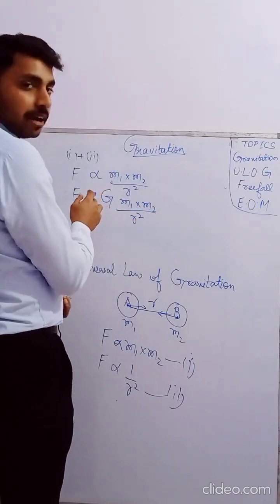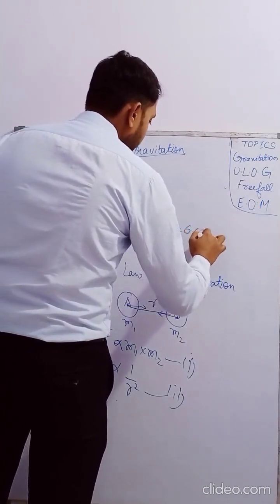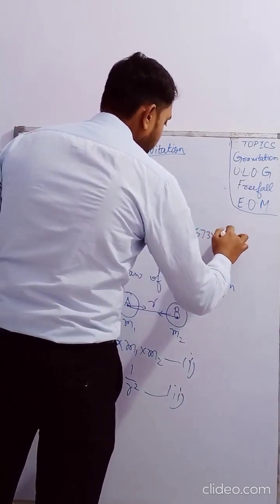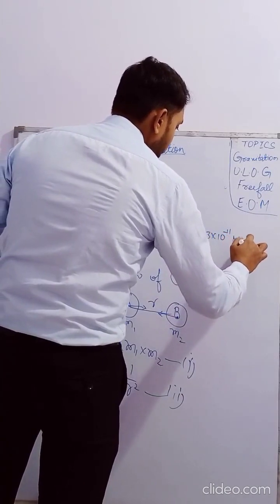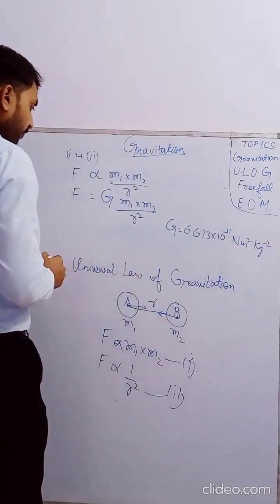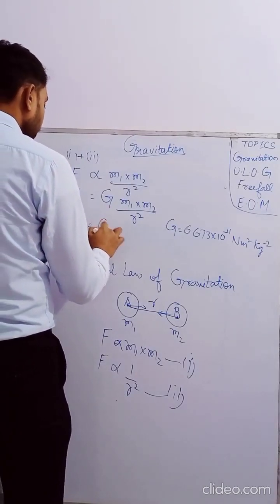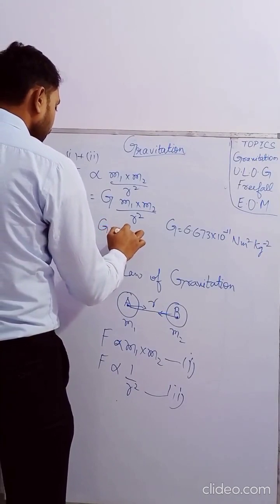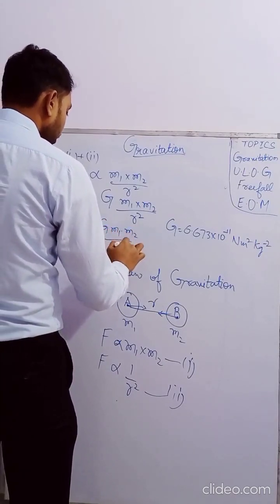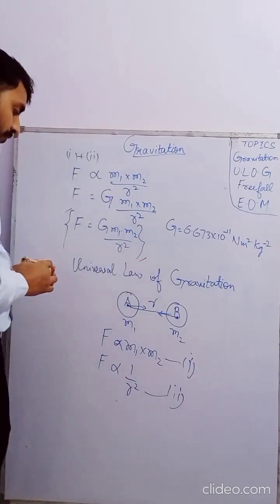Here G is called the gravitational constant, whose value is equal to 6.673 into 10 to the power minus 11 Newton meter square per kg square. Hence we get a formula: the force of attraction is equal to G m1 into m2 by r square.